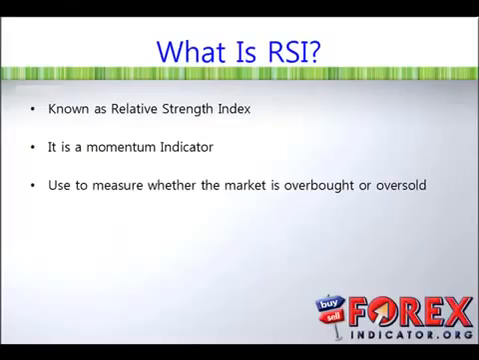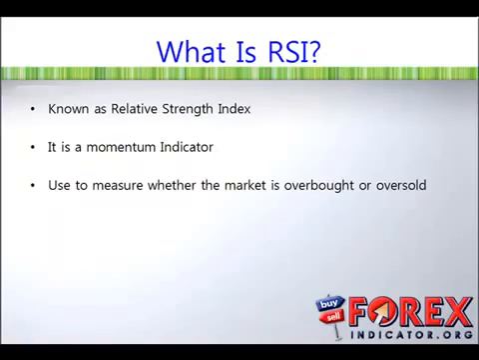So what exactly is RSI? The RSI indicator is also known as the Relative Strength Index. From the name itself, it tells you that this indicator can tell you the strength of the market, and therefore it's a momentum indicator. So what does a momentum indicator do? It is used to measure whether the market is currently overbought or oversold.